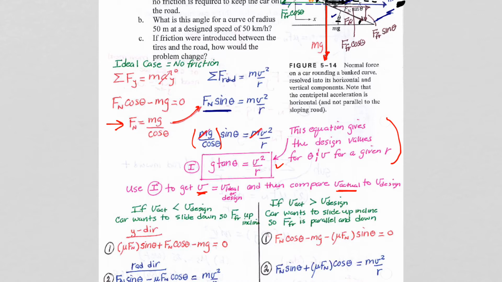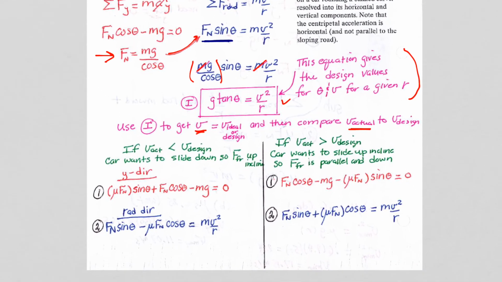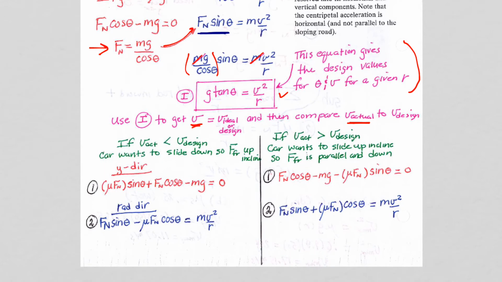So there's really only two versions of these types of problems that you're going to have to address. One is where the car is going faster than the design speed, so v actual is larger than v design, so the car is going too fast. And the other case, of course, is if the car is going too slow, the actual speed is less than the design speed. Well, let's look at the too slow case first.